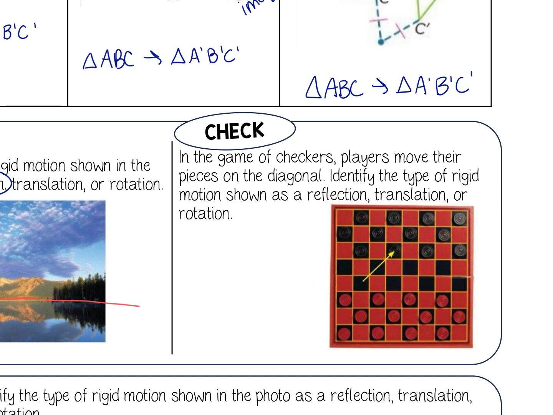And over here it says the game of checkers. Players move their pieces on the diagonal. Identify the type of rigid motion shown as a reflection, translation, or rotation. So remember, it says that they move their pieces diagonally. It's being shifted, like this way and this way. So this would be a translation.